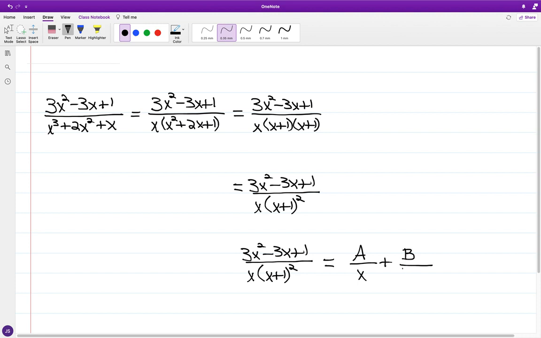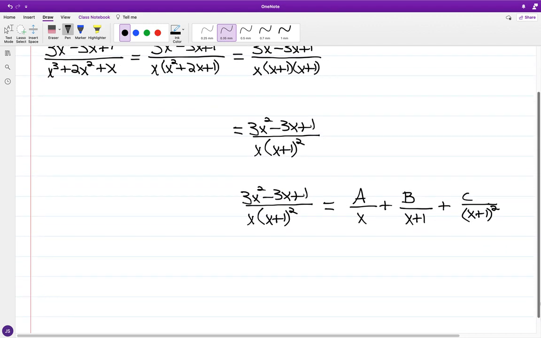So for repeating linear factors, I'm going to start out with the first order of that factor and then go up to the degree to which it is expressed. Like if I had x plus 1 to the third, I'll have a constant over x plus 1, plus another constant over the square of x plus 1, plus a constant over the cube of x plus 1. But here we have the square of x plus 1, and we have b over x plus 1 plus c all over the square of x plus 1.